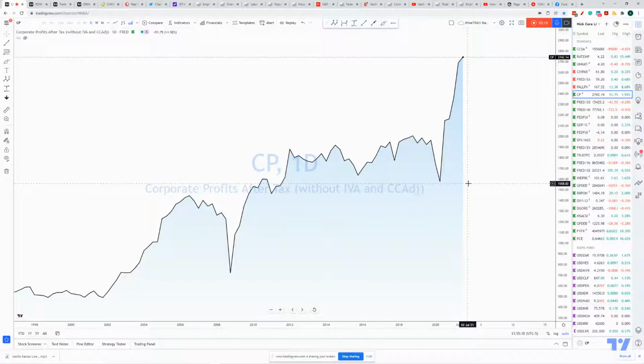This is quarterly, okay, and this is after tax profit. So you see that we hit a low of 1.6, okay, and then it exploded. This is quarterly, and it exploded to $2.7 trillion per quarter. We were all locked down. Government was passing out dollars like candy, and corporations are making historic profits, 2.7 trillion per quarter.